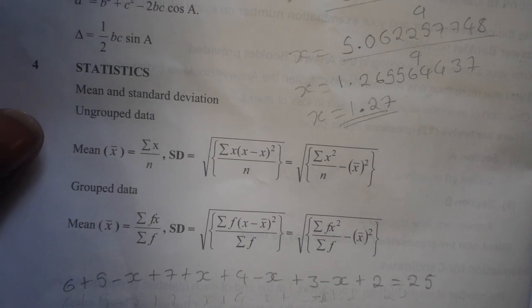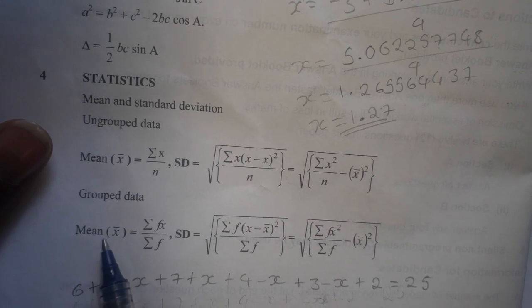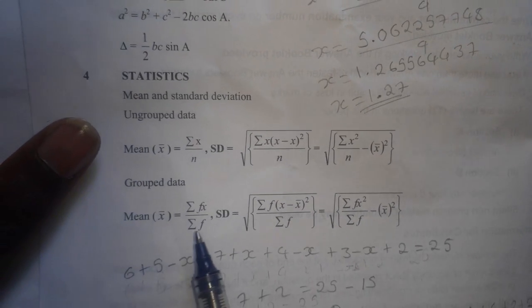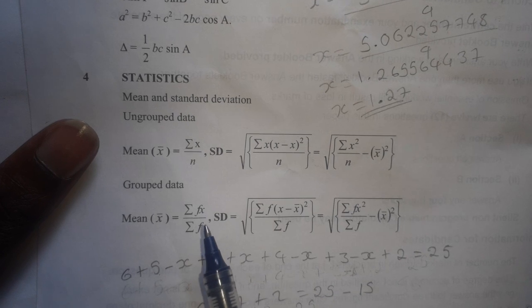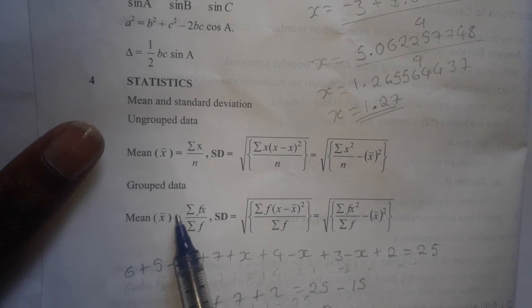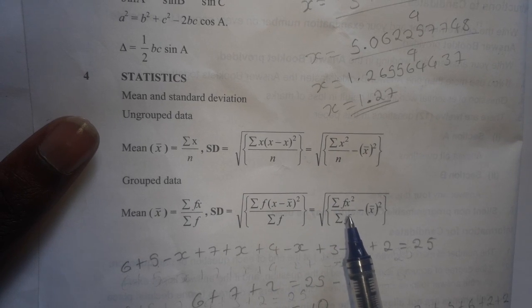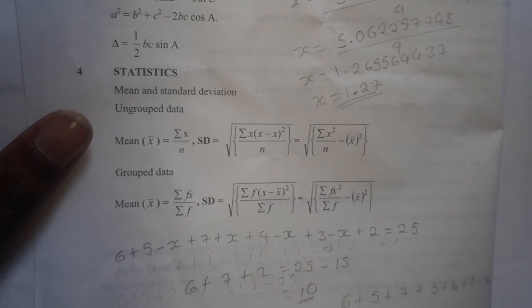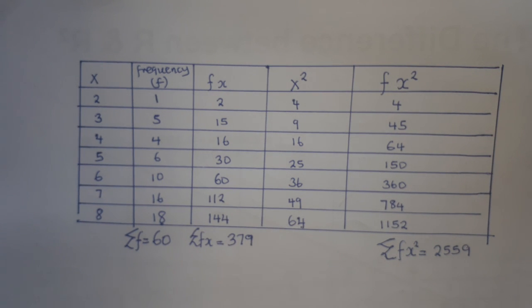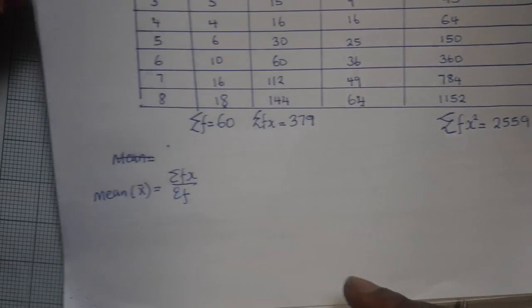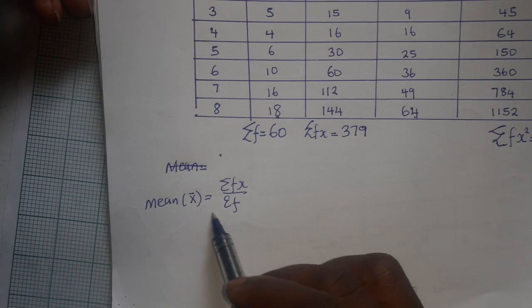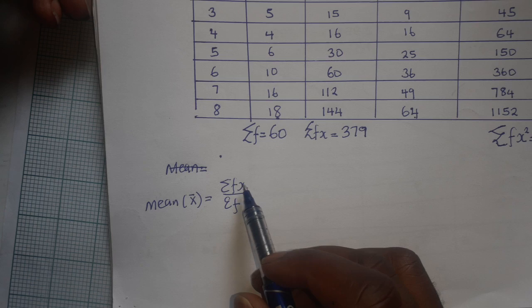So, we need to find the mean first, which is x bar. Then after that, we are going to get the standard deviation. So let's find our x bar. To find the mean, this is the formula that we are using.